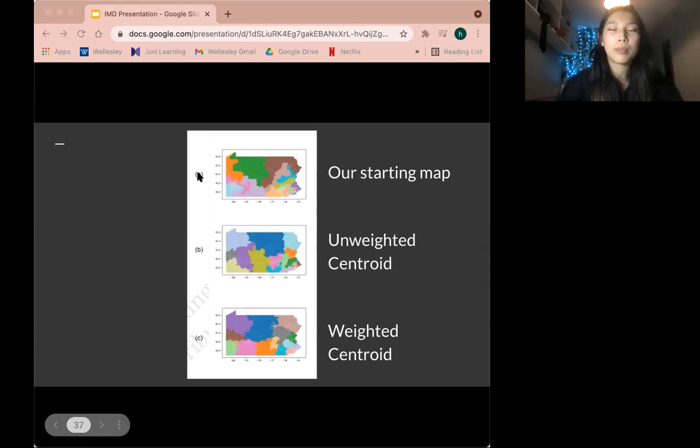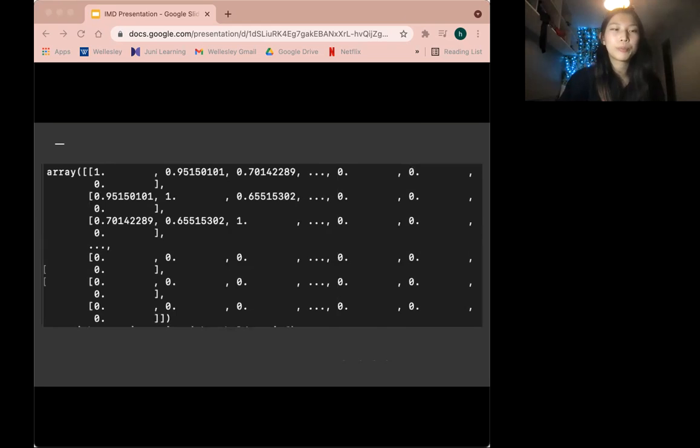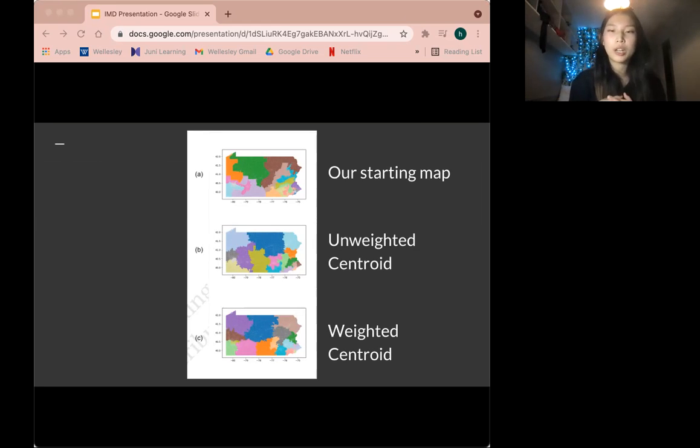So this map A was our original starting map for Pennsylvania. So this was Pennsylvania's congressional districts in 2011. And then our unweighted center here. This was the map that was most close to the map that came before it when we used the unweighted version. And the last one we can see is our weighted version as well.